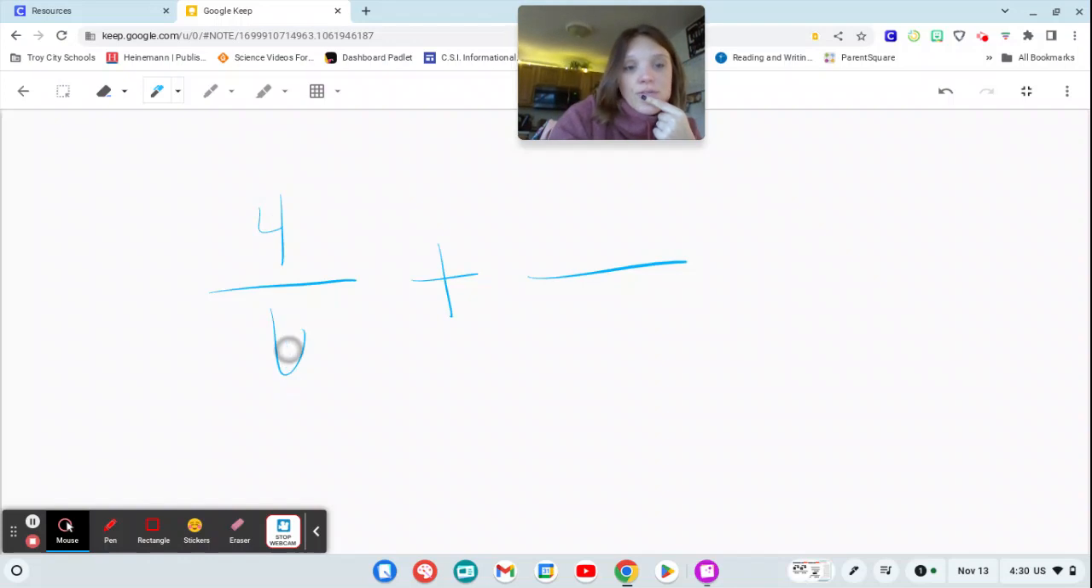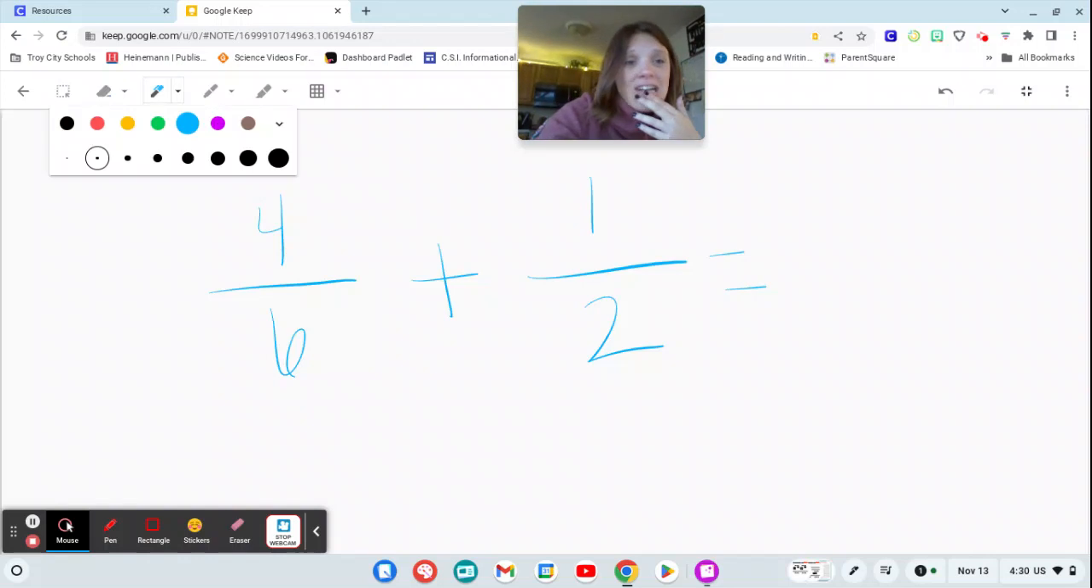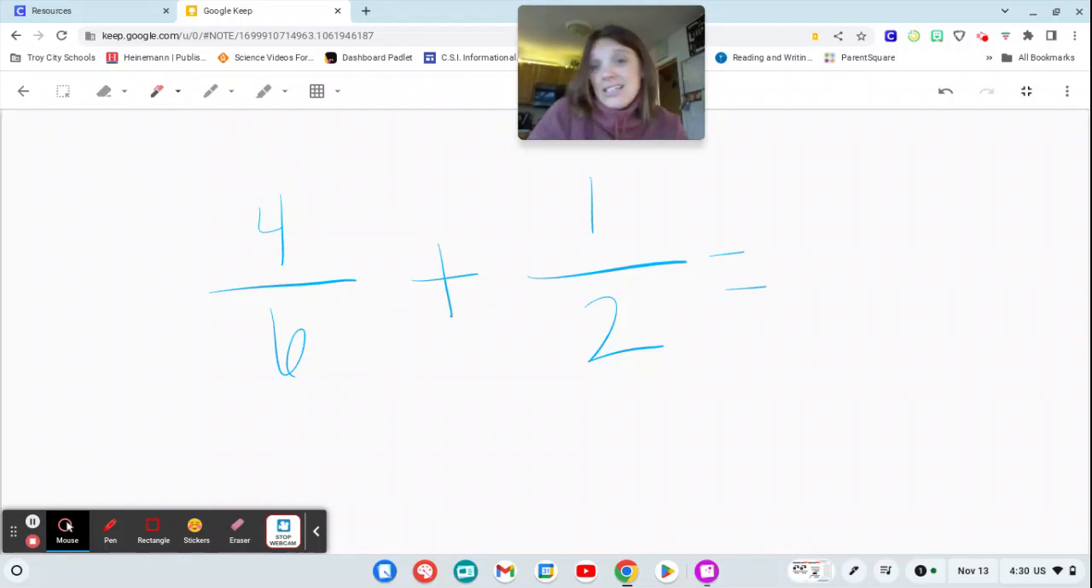For example, 4/6 plus 1/2. A really big misconception that fifth graders have is they think that they can just add across like they did in fourth grade. They'll add the numerators, 4 plus 1. A lot of fifth graders slip up and they might add the denominators, 6 plus 2 equals 8. But this is not correct.